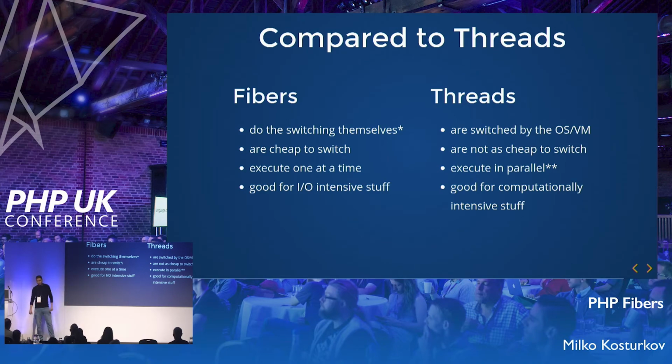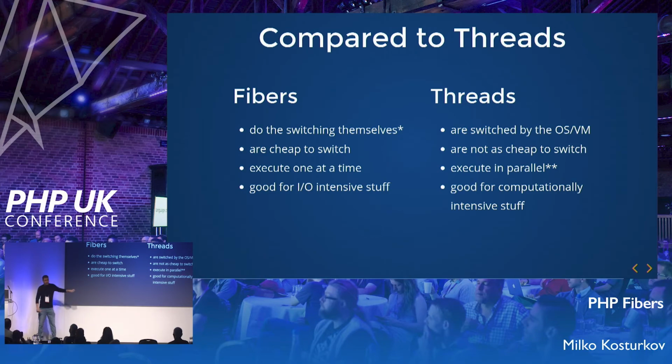It's good to use fibers for input-output intensive stuff. Why? Because when we deal with input and output, most of the time we just wait. So while we wait, we can say, I'm going to suspend myself and wait here, and then something else resumes me. Threads, on the other hand, are good for computationally intensive stuff. Why? Because they're executed in parallel, if we have multi-processor systems.